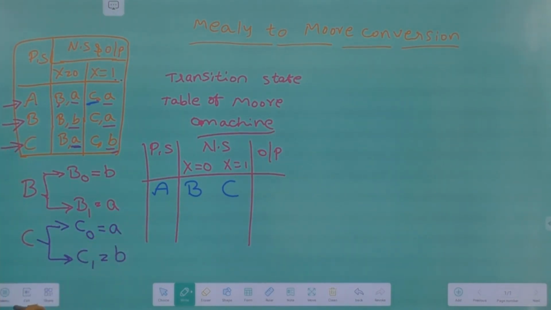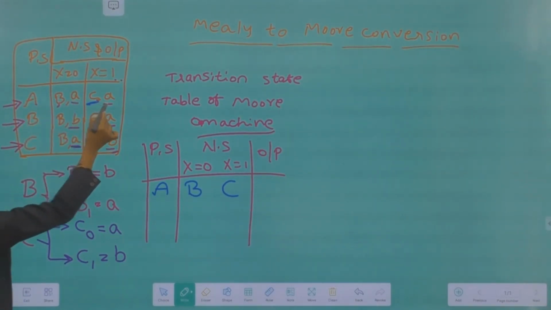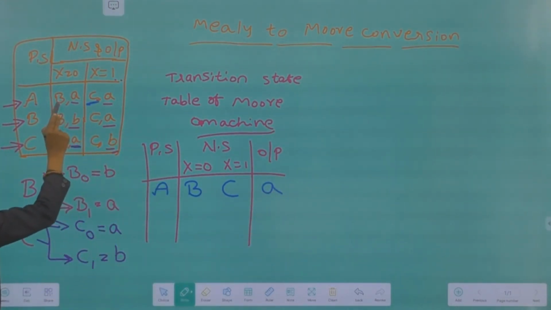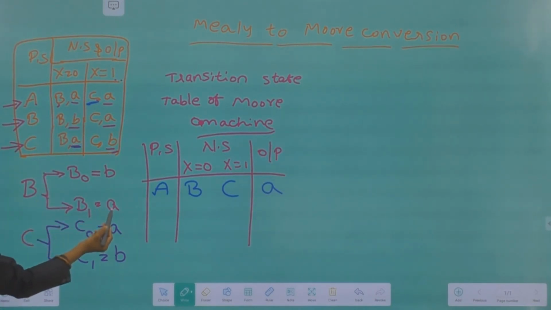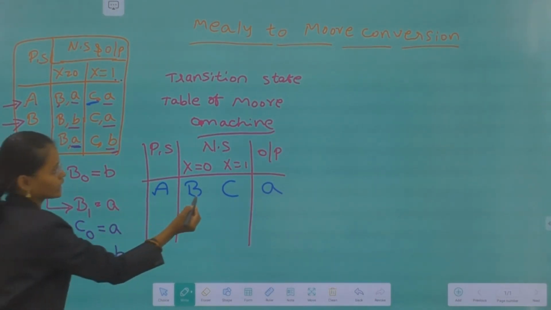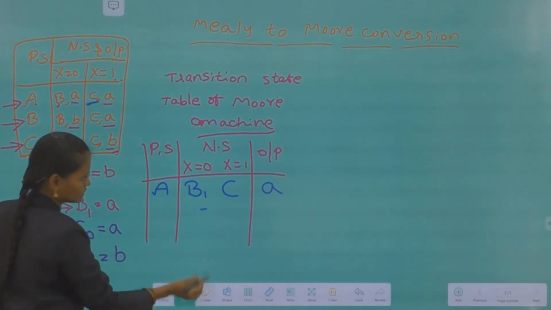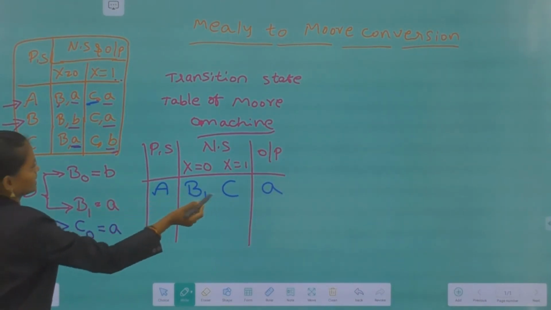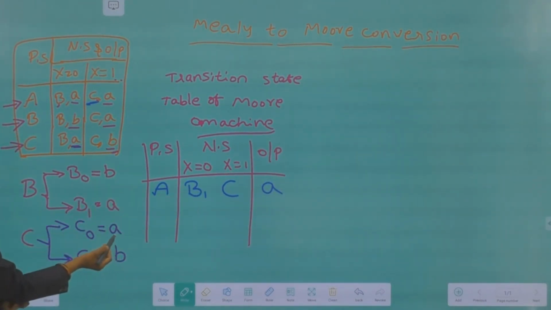Here how to see: you can write the present state A. Here the output is A. So first write down the A. Okay. Here the input is 0, x equal to 0. Then the output is A, and A is observed with B1. So here write down B1. Okay. And next C state. Here A output is there. Corresponding to the input, the next state is C0.